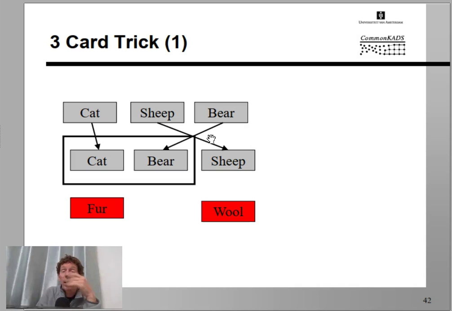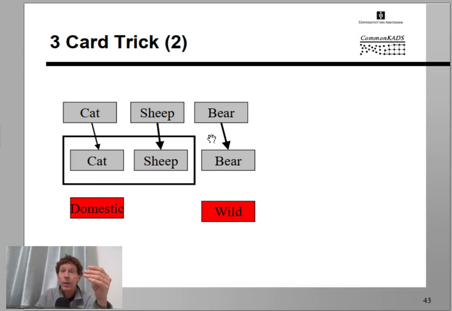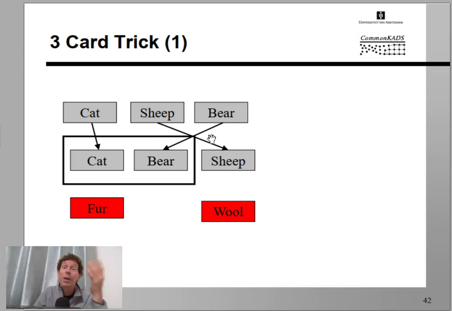Cats, sheep, and bear. Well, our expert may say, well, cat and bear are somewhat similar, and sheep are very different. Why? Because of the type of skin that they have. Maybe cats and bear have fur, and sheep have wool. Okay, so just by asking of those 3 random cards, which 2 belong together, which are more similar than the other, you get another category. And you keep repeating this. So we could even take the same cards.